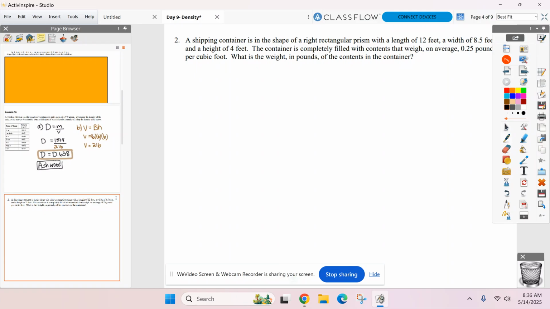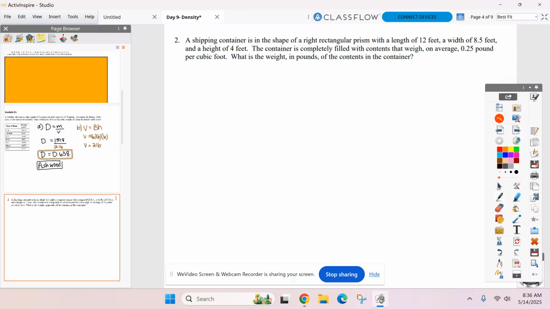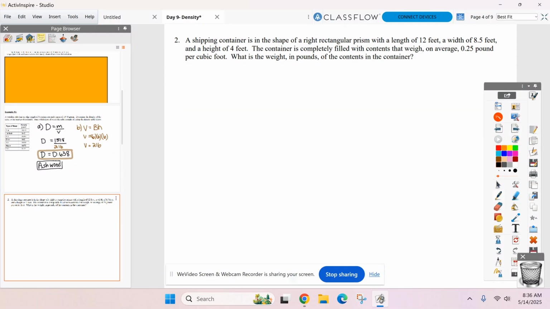All right, so you guys have your container. It's a prism. We give you length, width, and height. On average, it's 0.25 pounds per cubic foot. What's the weight? So, what am I asking for? The mass, right? So I'm looking for M now.